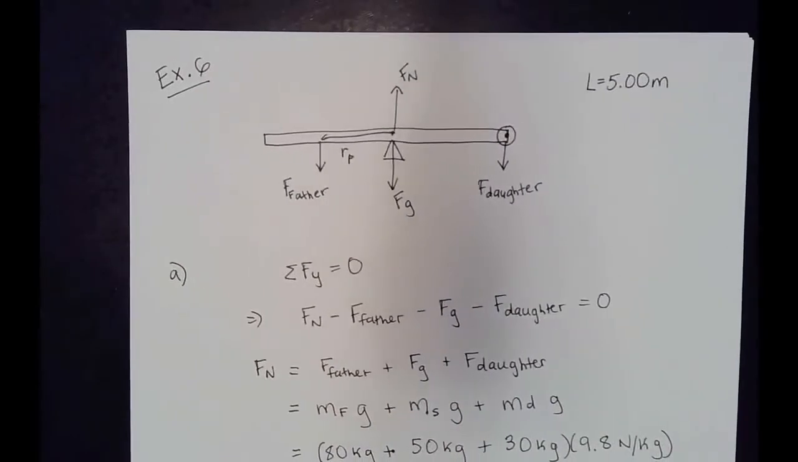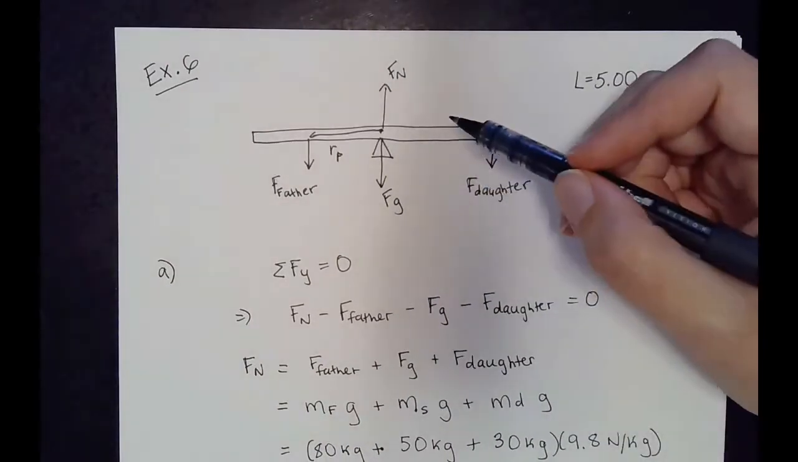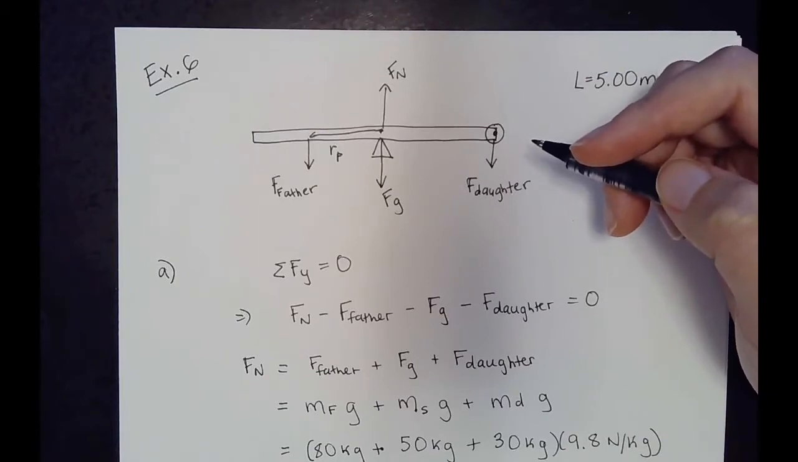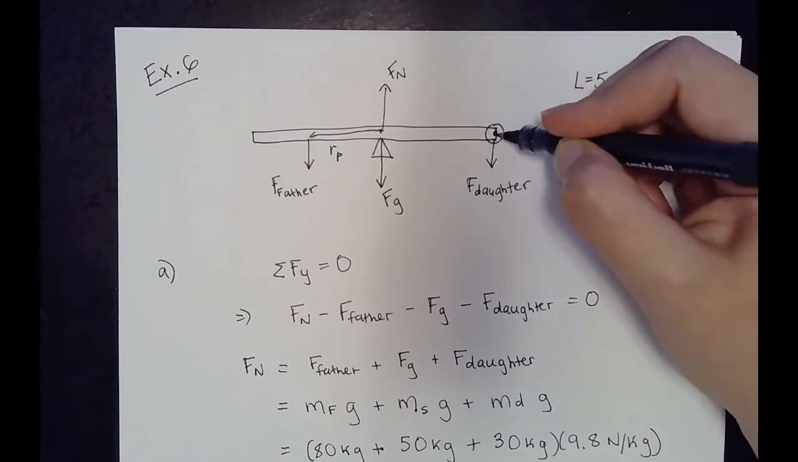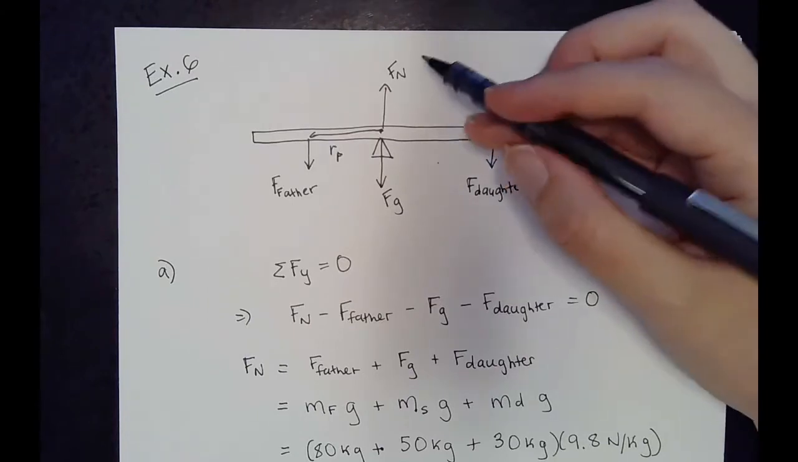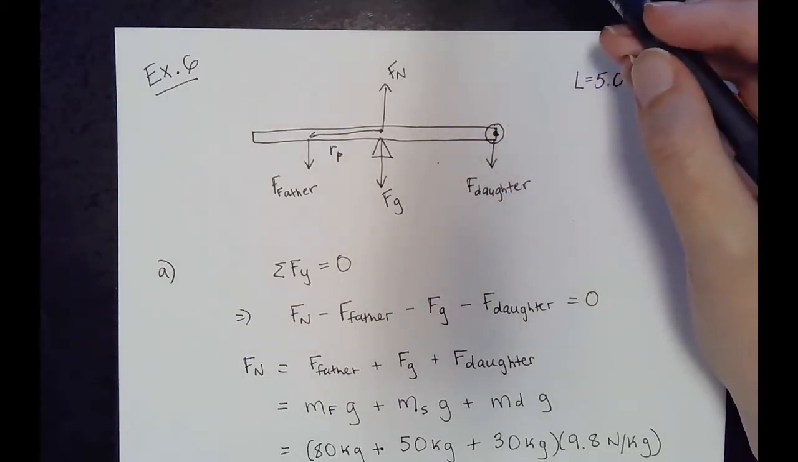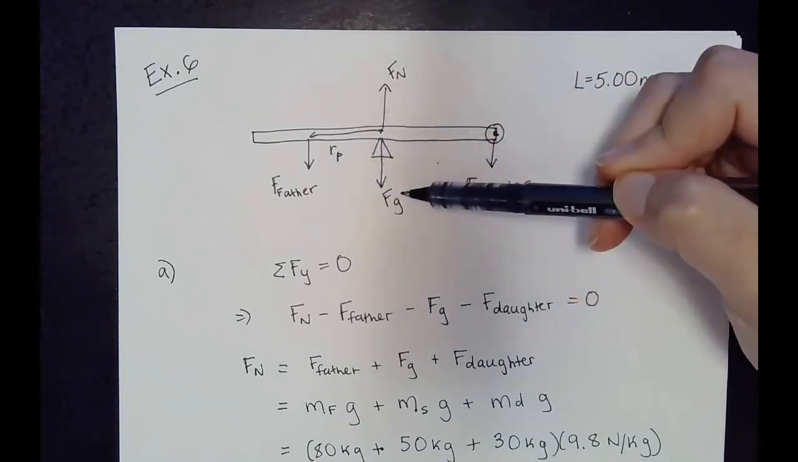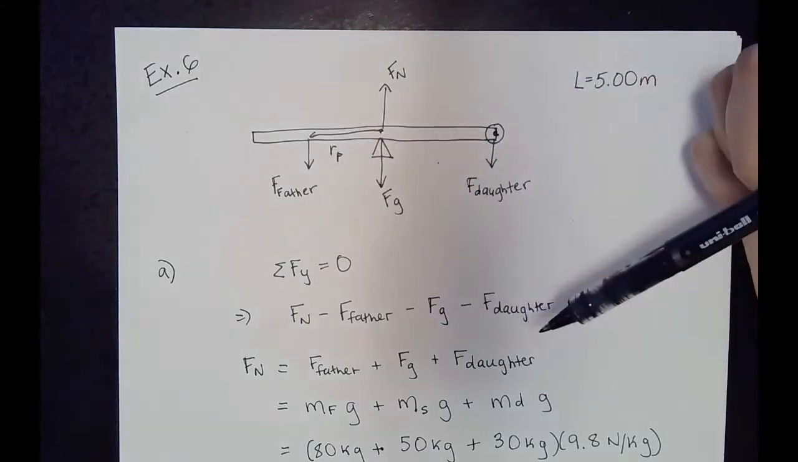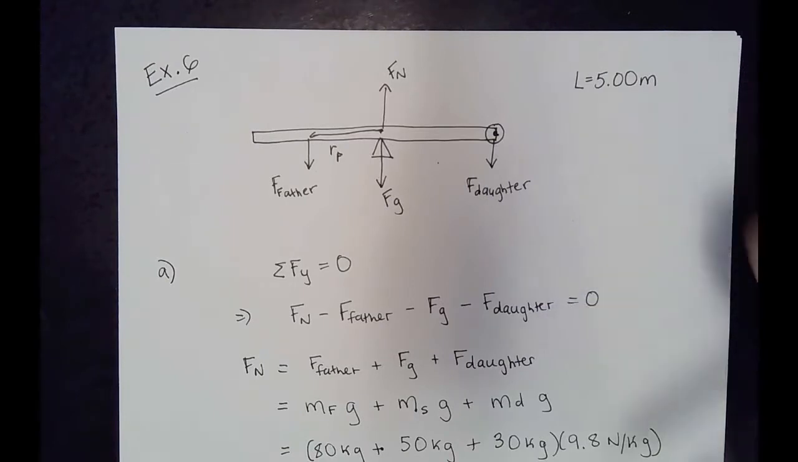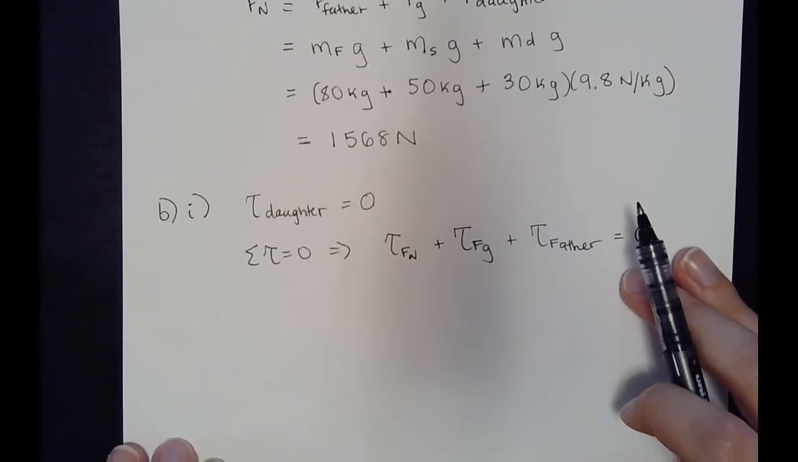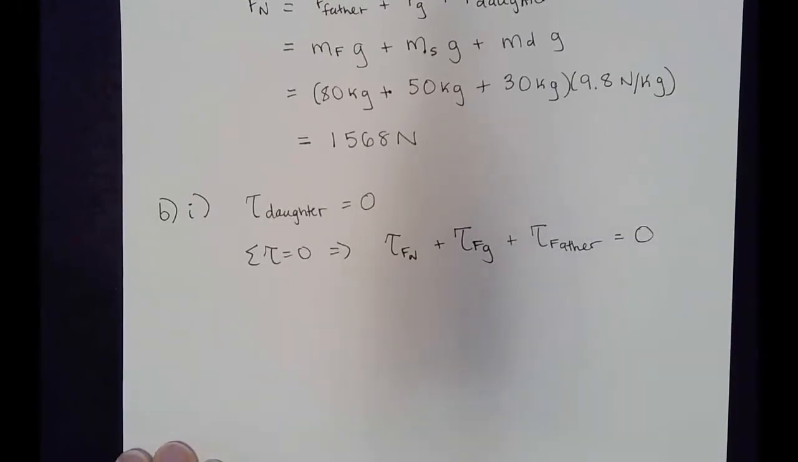Now let's look at the diagram again. Each of these forces is at an angle theta of 90 degrees. They're all perpendicular to the beam. Then if we're imagining this is our axis of rotation, the normal force will rotate the object clockwise, so that will have a negative torque, whereas the forces of the father and the weight of the beam will rotate the beam counterclockwise, which will be positive. So we can include that in our second condition for equilibrium line.